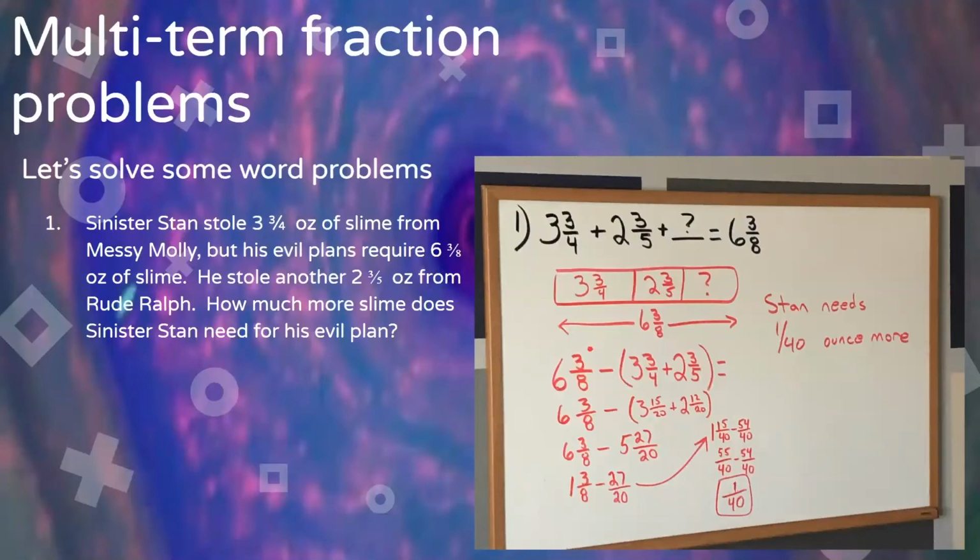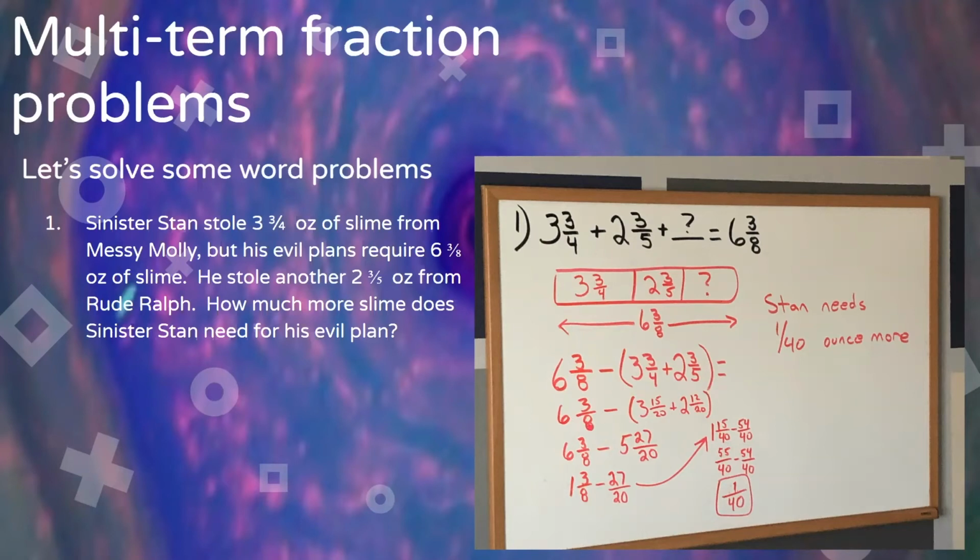Hopefully you recognize from 2nd grade even that we should subtract. So 6 3/8 minus 3 3/4 and 2 3/5 is going to give us our solution to fill in our tape diagram. So let's subtract. We're going to subtract 6 3/8 minus 3 15/20 plus 2 12/20. I immediately went to the lowest common multiple, and I hope that would be something that you're able to do as well.